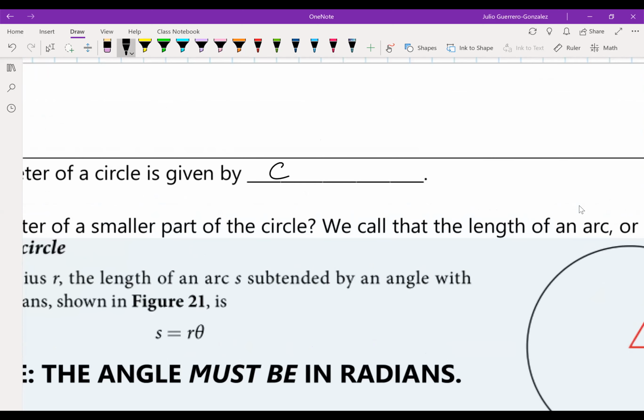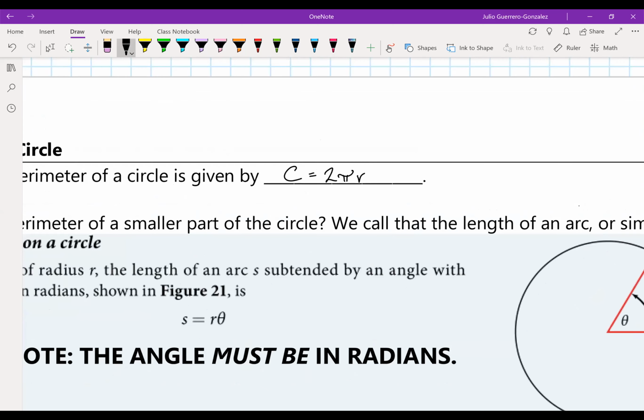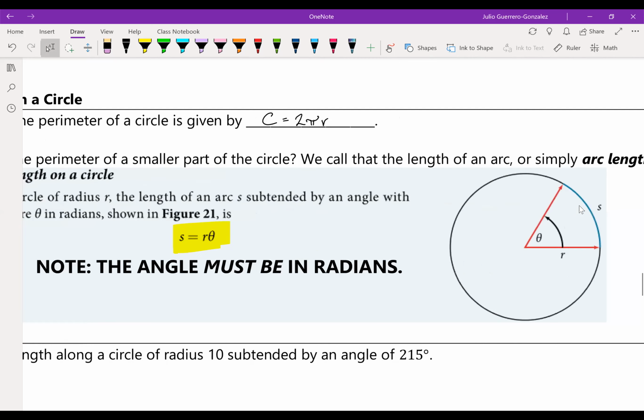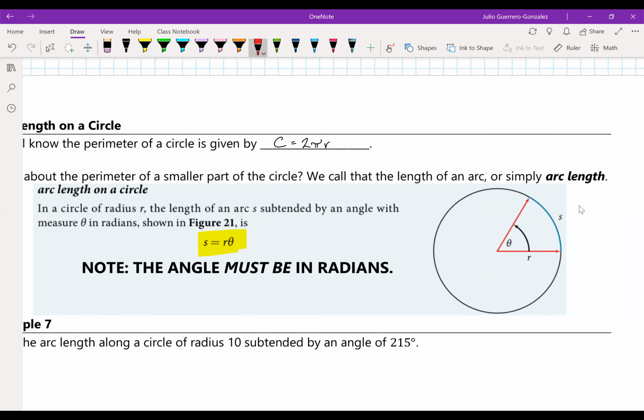So you guys remember this, right? C equals 2 pi r for going all the way around. So it turns out there's a general formula for it. It's that one. S is equal to r times theta, where theta is the angle that you want. So what this formula gives you is basically the length of the arc from one angle to the other, from the initial side to the terminal side of an arc.